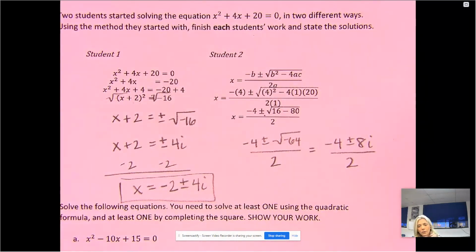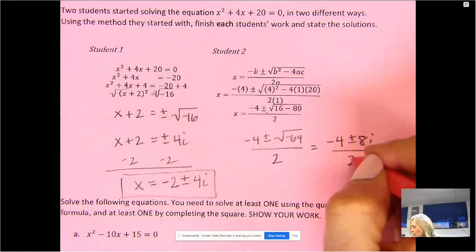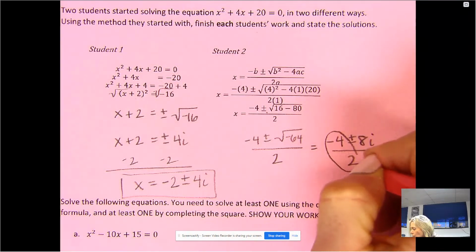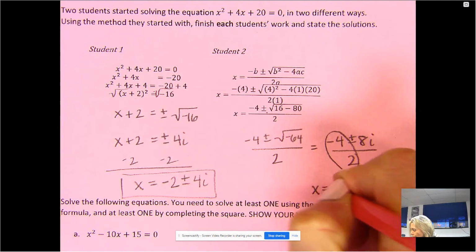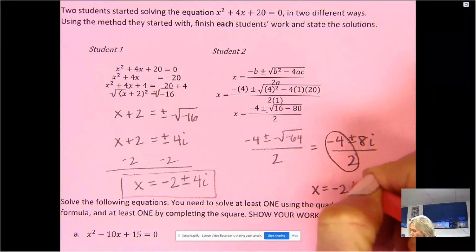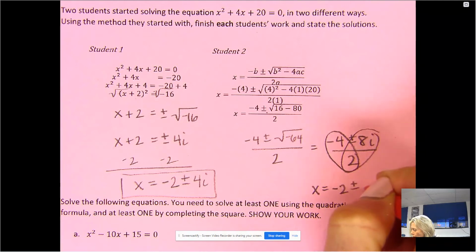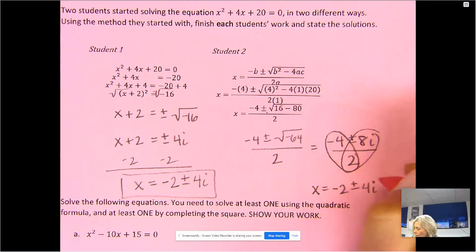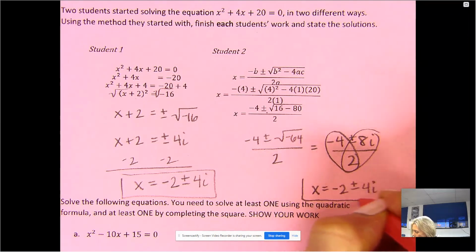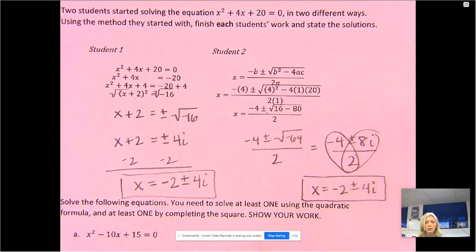Then last step is to distribute the divide by 2. So negative 4 divided by 2 is negative 2. And then 8i divided by 2 is 4i. So it looks like in each of these strategies, the students' final answers are actually the same.